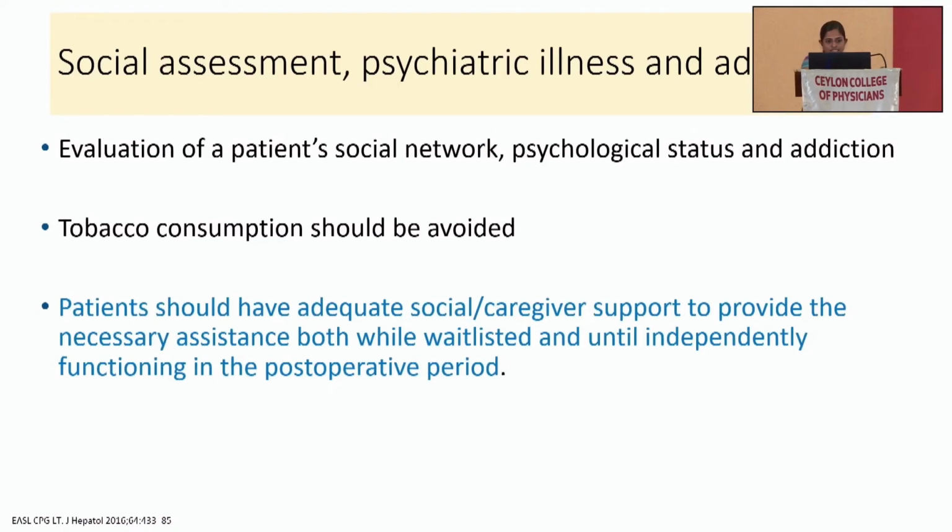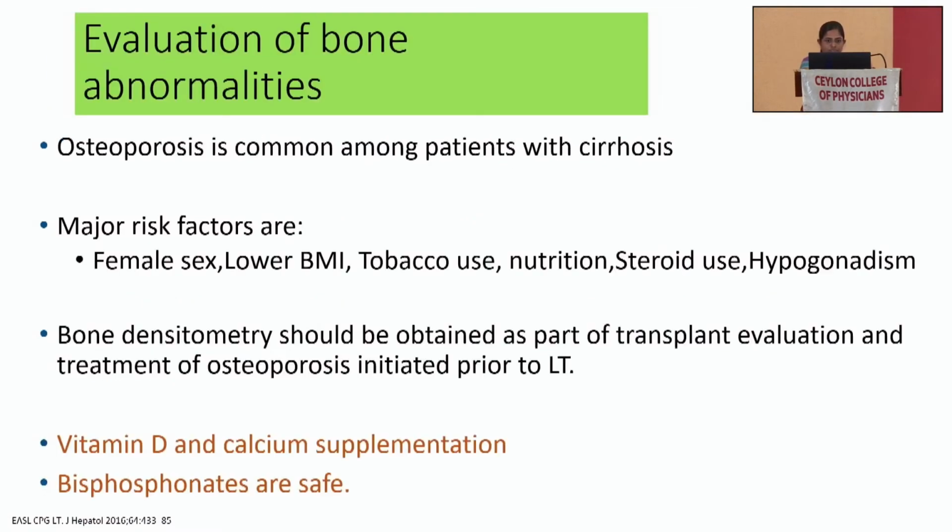We also need to do a psychosocial assessment of the patient, because this is important for post-liver transplantation care as well. And bone abnormalities: osteoporosis is common because of additional risk factors such as female sex, lower BMI, tobacco use, poor nutrition, steroid use, and hypogonadism. All these predispose the patient to osteoporosis, so it needs to be evaluated with a DEXA scan. If the patient has osteoporosis, treat with vitamin D, calcium, and bisphosphonates are also safe.